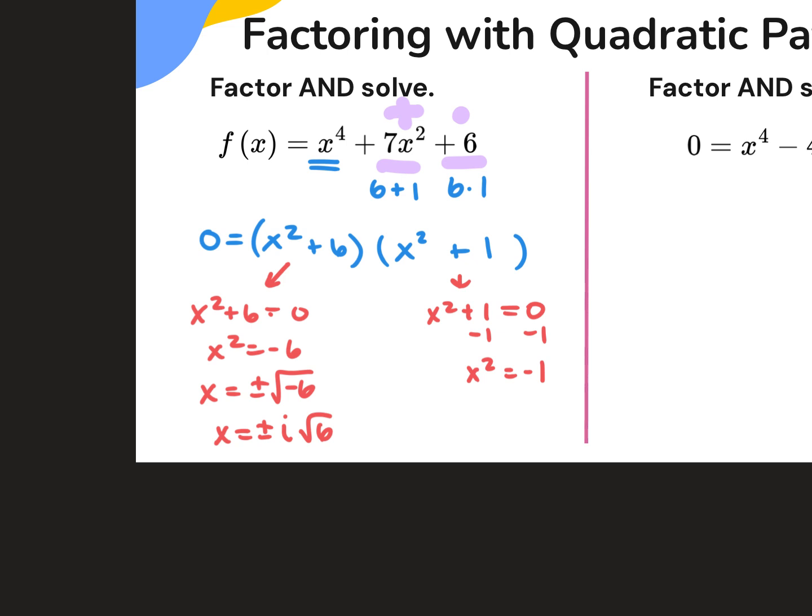Subtracting 1 from each side gives me x squared is equal to negative 1. When I take the square root of both sides, I get plus or minus the square root of negative 1, which is plus or minus i. So all 4 of my solutions are imaginary this time, no real solutions.